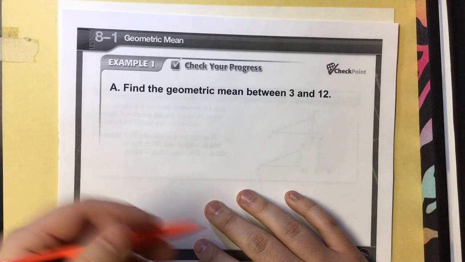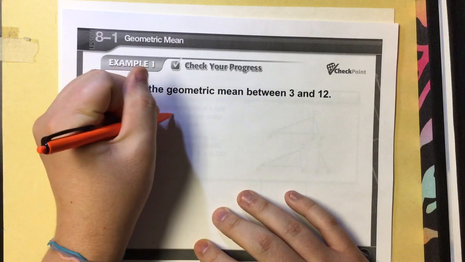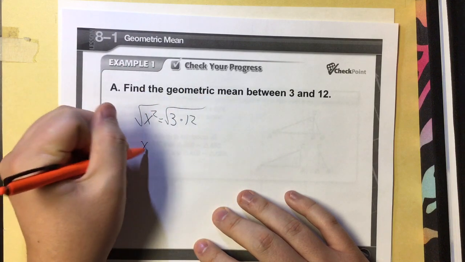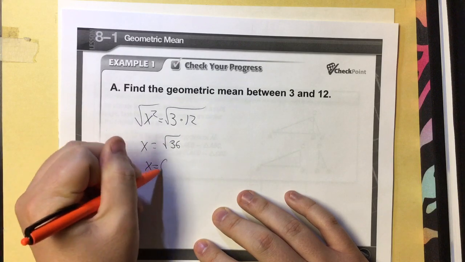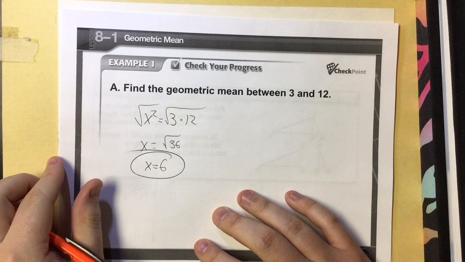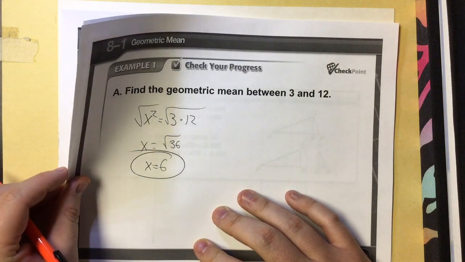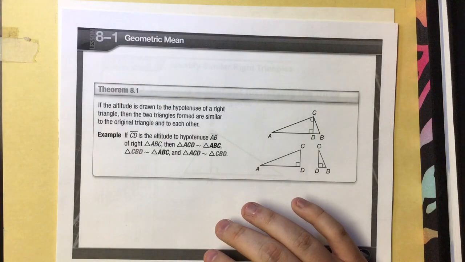All right, here we go again. Geometric mean, we have x squared equals 3 times 12. We have x equals the square root of 36, or 6. The geometric mean between 3 and 12 is 6. Multiply the two numbers together. 3 times 12 is 36, and take the square root.